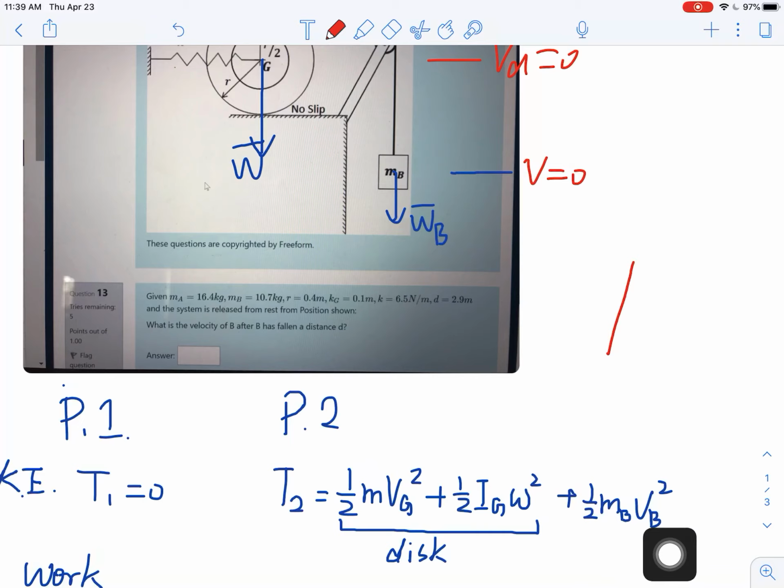And the second part of kinetic energy at position 2 will come from the block B, and it can be expressed as 1/2 m_B v_B squared. So this is from block B.